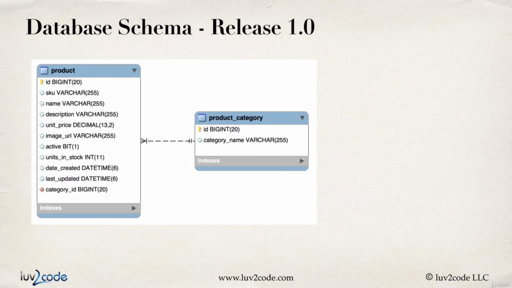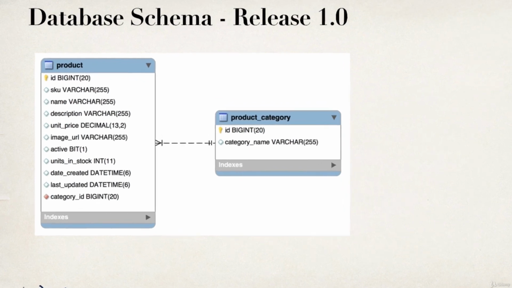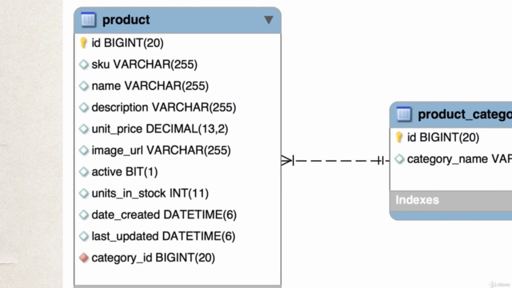So a quick run on the product table. Most of these fields are fairly self-explanatory. At the top, we'll have the product ID, and then we'll have the SKU, we'll have the product name and description, also a unit price, an image URL, and then we'll have the active field, which is Boolean. So this will say if the actual product is active in our catalog or not, or if we should show it or not in the display. Then we have the number of units in stock, the date this given product was created in our database, last updated date, and also the actual category ID that this product is associated with.